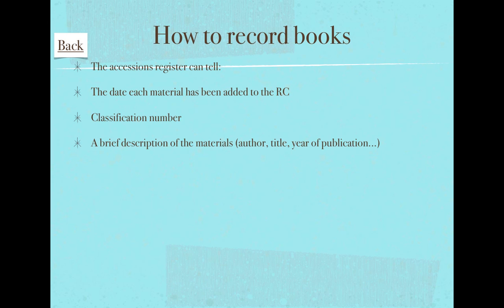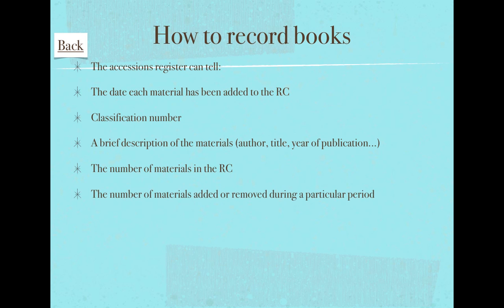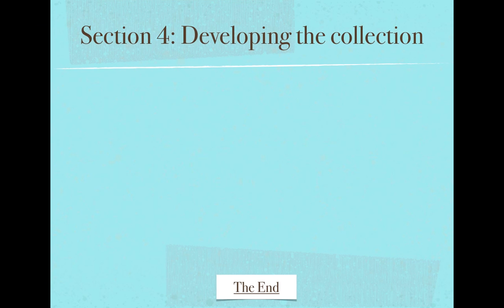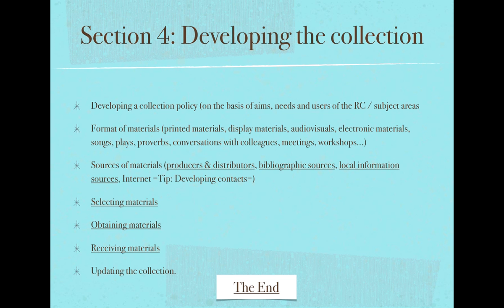A brief description of the materials: title, author, publication, the number of materials added or removed, the subject areas to which materials have been added, the source, the publisher, distributor of materials, the cost of materials, and publishers or distributors that regularly provide materials for free. And then there is the updating of the collection. I skipped going into the tips for selecting materials, obtaining producers, and so on, but you will find this later on in a video.